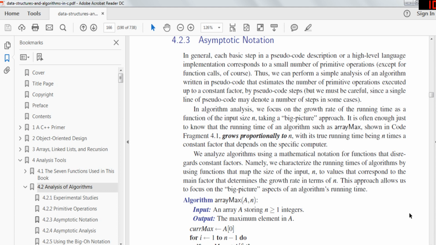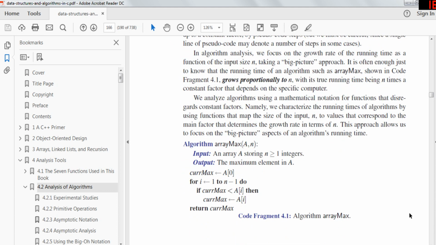Algorithm arrayMax(A, n). We're basing it on the growth in terms of n. Okay, so this allows you to focus on the big picture of an algorithm's running time. In this algorithm arrayMax(A, n), given an input array A storing n >= 1 integers, we're outputting the maximum element in the array. So what they're doing here is taking the current max and setting it to the value at index 0, then looping from 1 to n minus 1, and checking if the current max is less than the element. If it is, then they're setting the current max equal to that value.